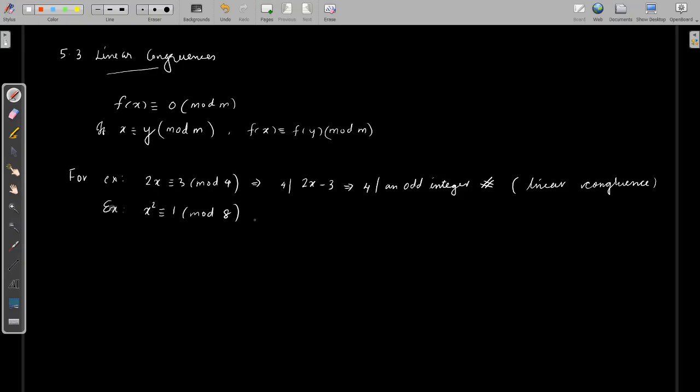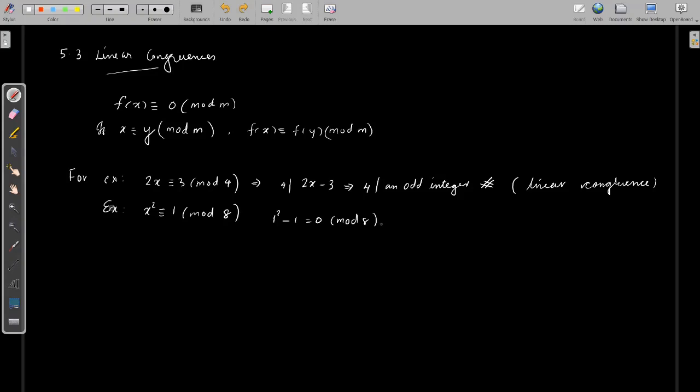Consider another example, x square congruent to 1 mod 8. This congruence is called a quadratic congruence because it contains x with the power 2, and 1, 3, 5, 7 are the solutions of this quadratic congruence.